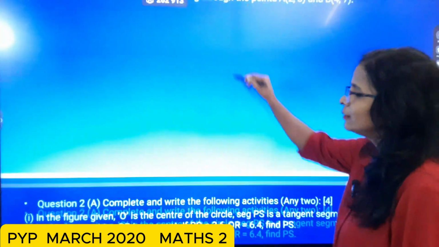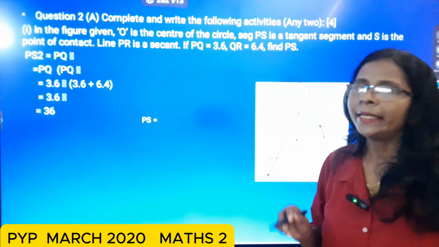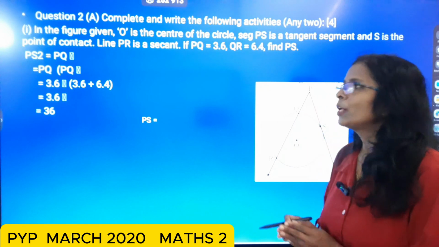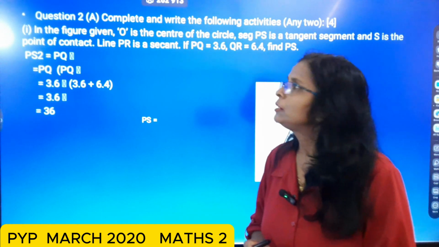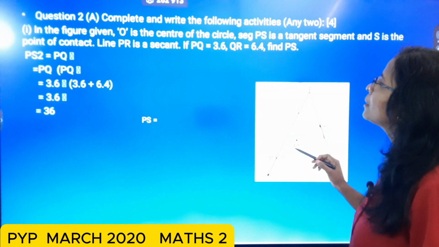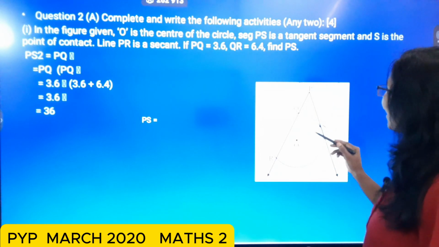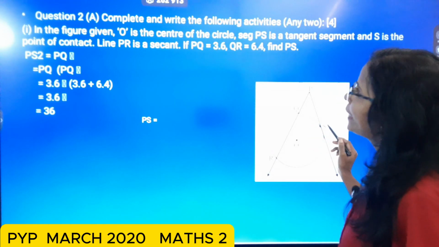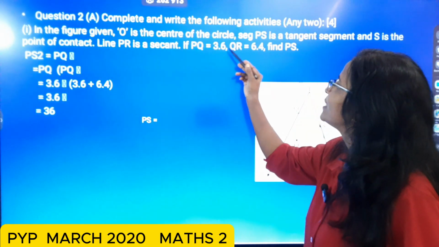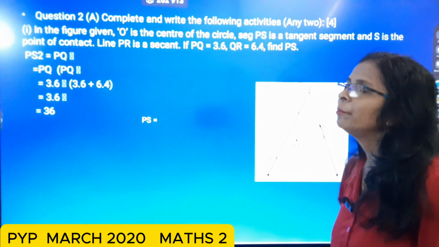Now here students, the next question is for question 2A: complete and write the following activities. Okay students, so first we read the question. In the figure given, O is the center of the circle. Segment PS is a tangent segment and S is the point of contact. Line PR is a secant, and if PQ is equal to 3.6, QR is equal to 6.4, find PS. Okay, we have to find PS.